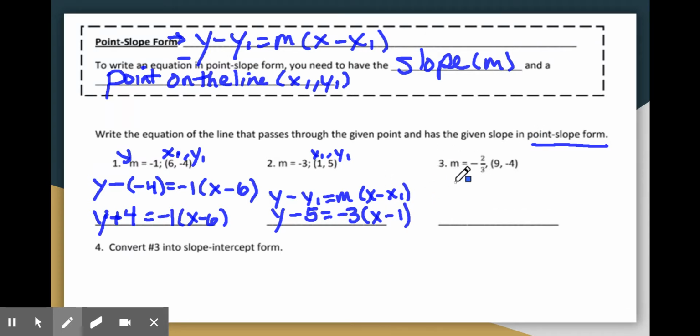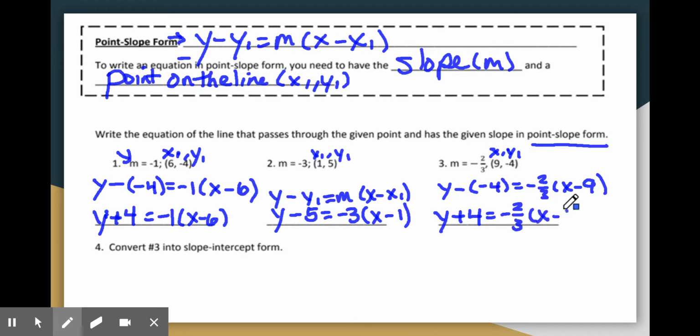Number 3 asks me to write, okay, so here's my x1, and here's my y1 next to it. So I'm going to have y minus, y1 is -4, equals -2/3 times x minus 9. Okay, two negatives make a positive, so we have y plus 4 equals -2/3 times x minus 9. And there's my answer in point slope form. I'm all done with this. Okay, so these are my answers in point slope form.